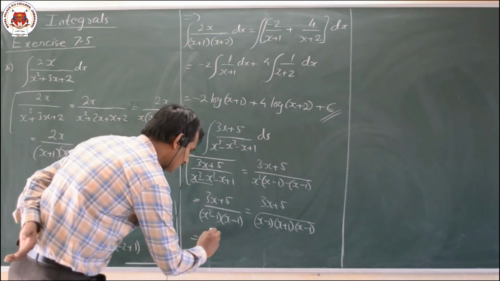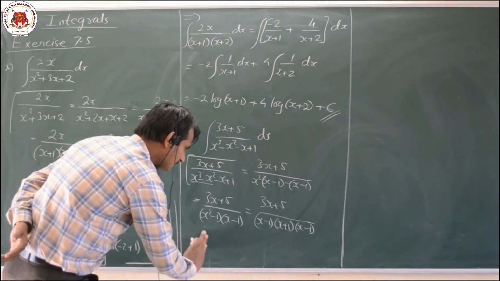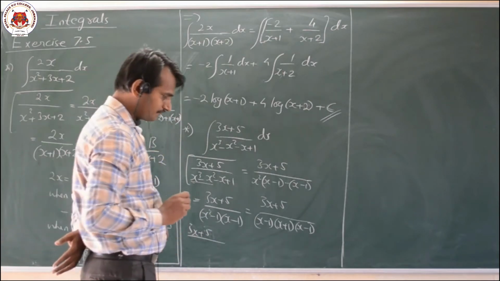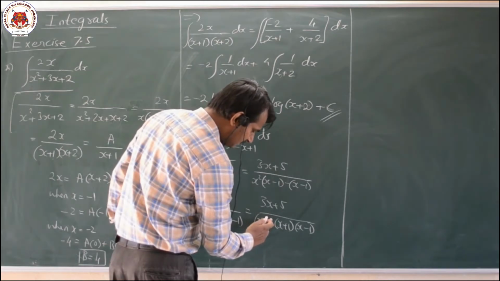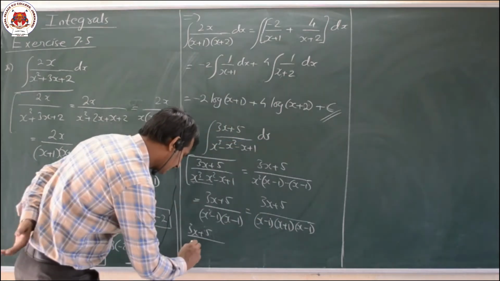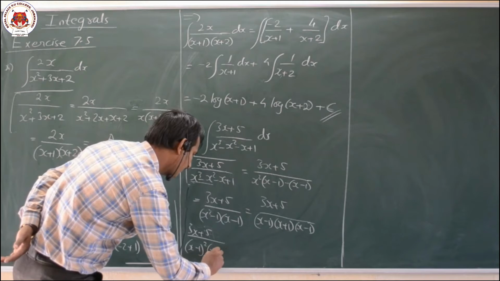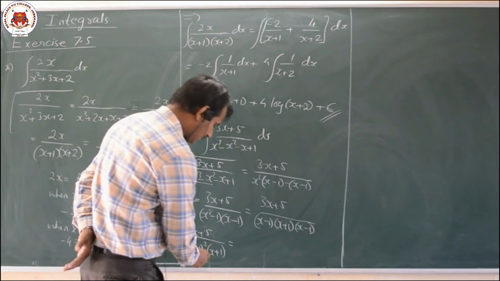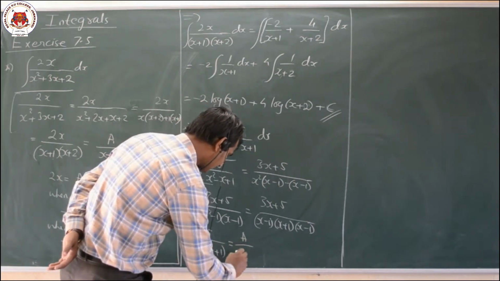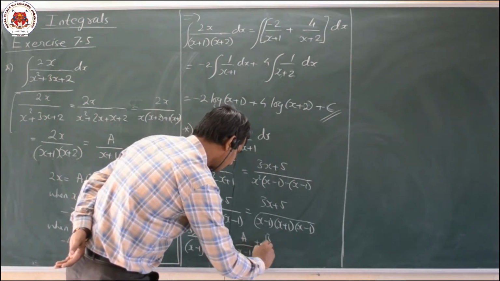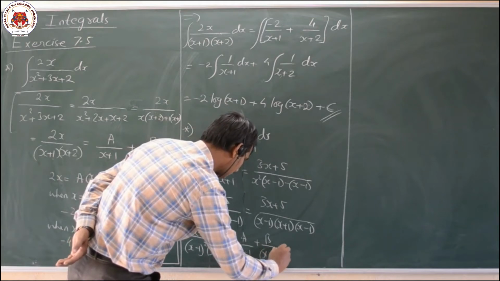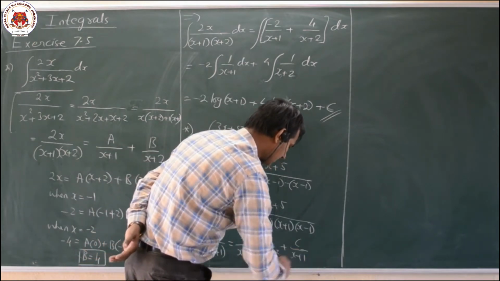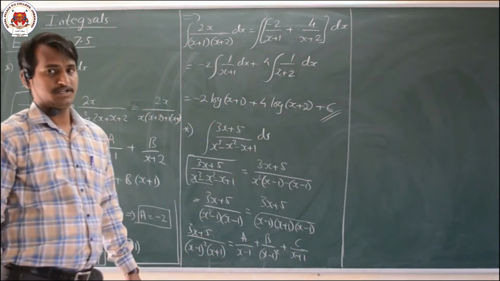So I can write this value as (3x + 5) divided by, or else can I write it as (x − 1)² into (x + 1). Now by making use of partial fractions, since it is a square, I can write it as a divided by (x − 1) plus b divided by (x − 1)² plus c divided by (x + 1).